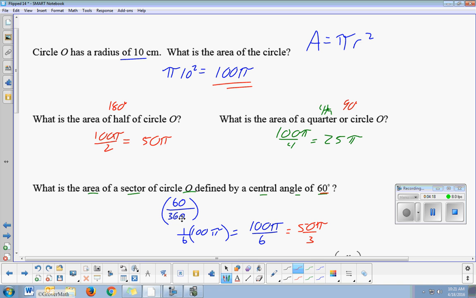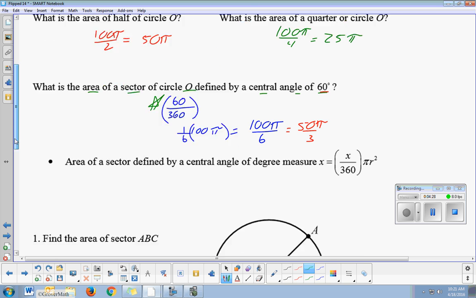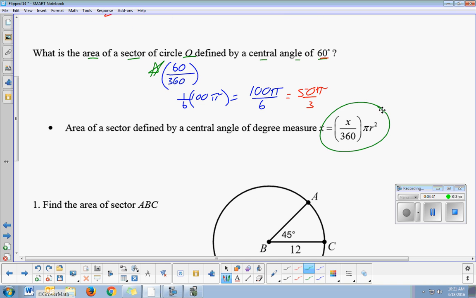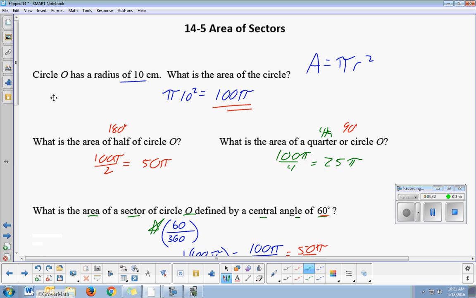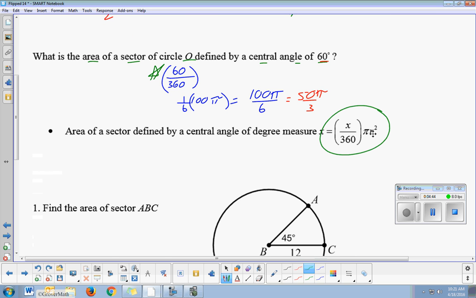But it's always how much of the circle. Do we have half the circle, a quarter of the circle, a sixth of the circle? It was easy when it's a half or a quarter, but for 60 degrees, we had to figure that out by asking how much of 360 it is. And that's essentially what this formula is. And again, that's why it's so similar to the one for arc length. It's x over 360, just like you saw in the last video, x, how much of the circle, times the circumference of the whole thing, or how much of the circle times the area of the whole thing.